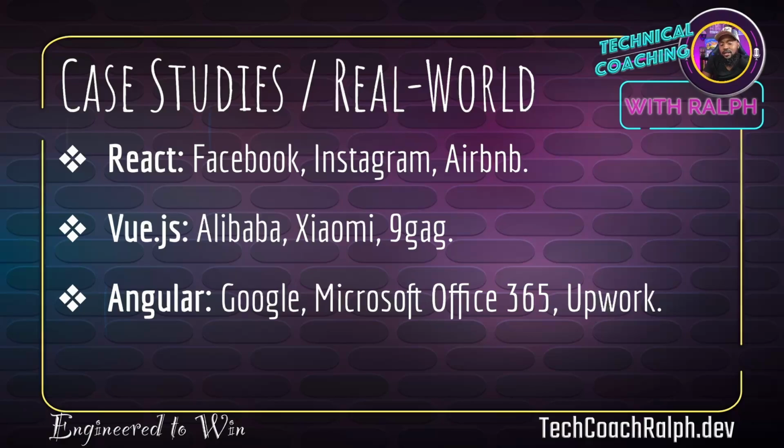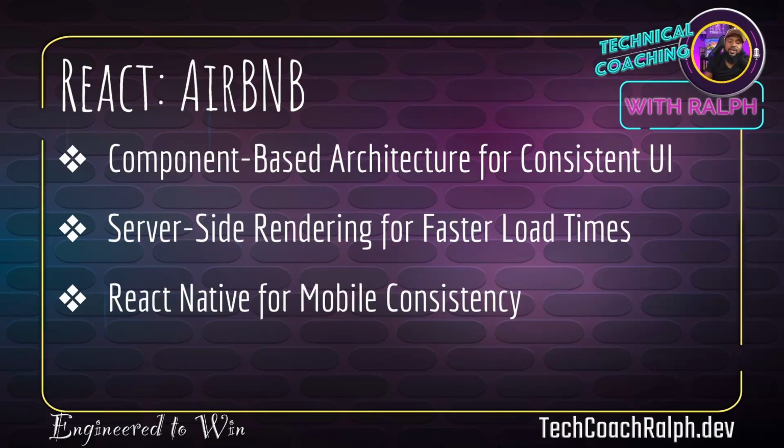So let's take a look at some case studies and real-world examples for React, Vue, and Angular. Some companies that use React: Facebook, Instagram, Airbnb. Some companies that use Vue.js: Alibaba, Xiaomi, 9gag. And for Angular, it would be Google, Microsoft Office 365, and Upwork. So let's talk about React. For Airbnb, it's component-based architecture for consistent UI.